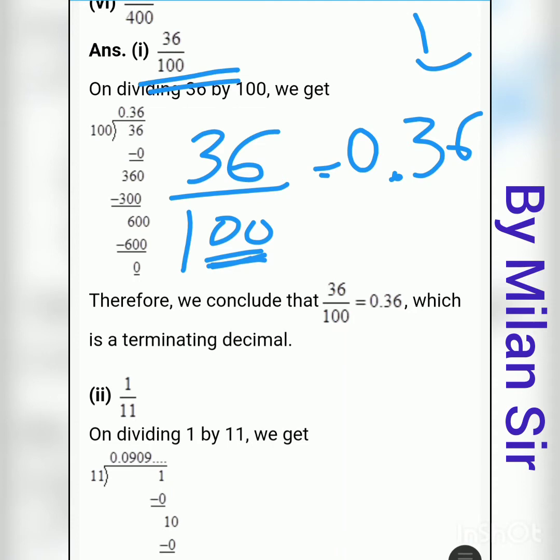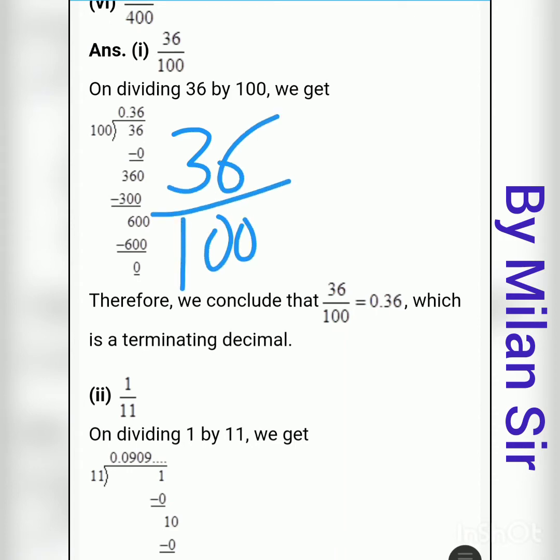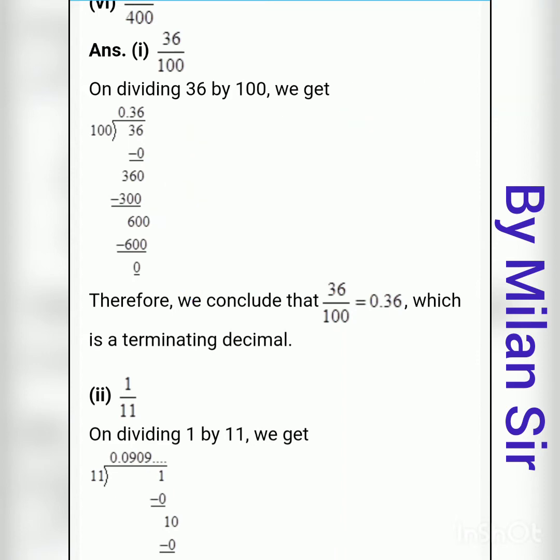Again I repeat this thing. 36 divided by 100 means we can directly convert this number into a decimal number without doing the division process. Before the last 2 digits, that means before 36, we put the decimal point, and before that nothing is remaining, so 0.36. This is the answer of 36 divided by 100.